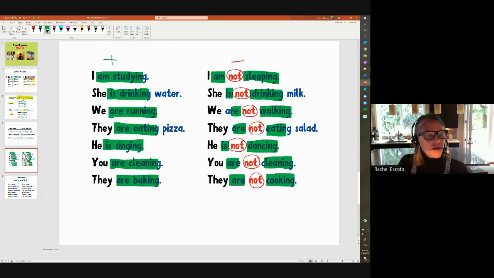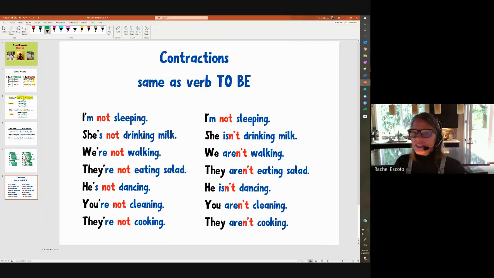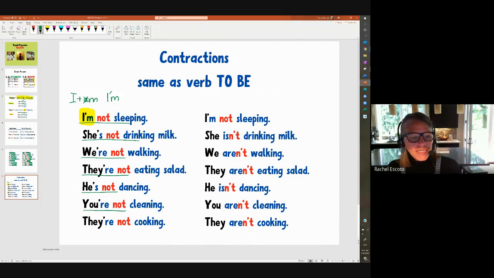Okay, and let's look at the contractions. The contractions work the same as the verb to be. There's no difference. So we can have I'm not sleeping. We make the contraction between I plus am. We get rid of this A and we get I'm. We can have I'm not sleeping. She's not drinking milk. We're not walking. They're not eating. He's not dancing. You're not cleaning. They're not cooking.